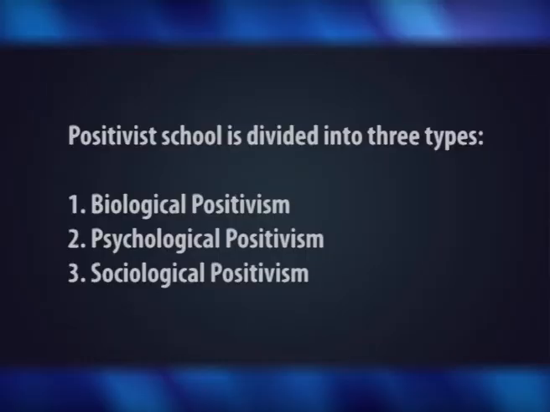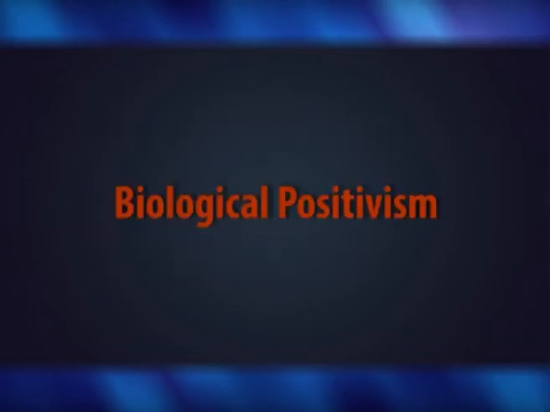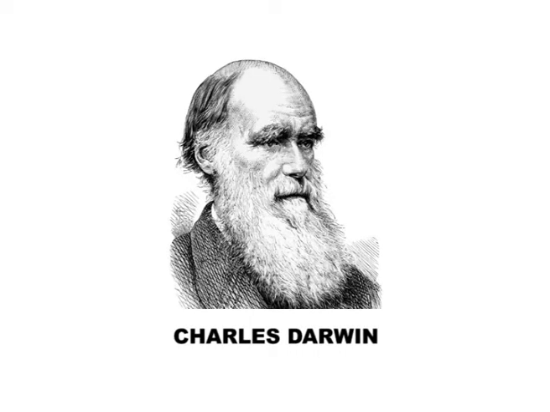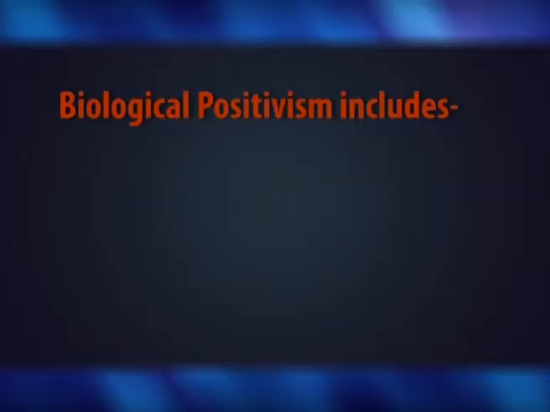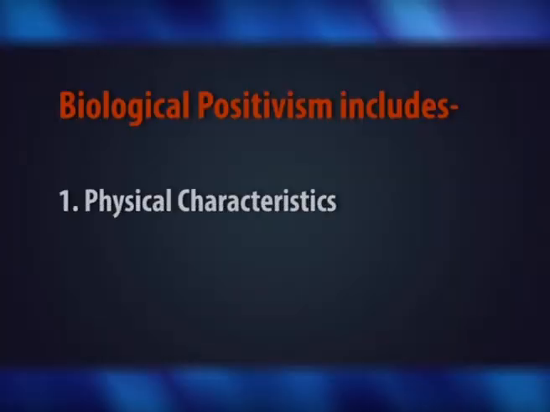The Positivist school is divided into three types: biological positivism, psychological positivism and sociological positivism. Starting with biological positivism: the theory of evolution given by Charles Darwin was a scientific study which was applied to animals. Similarly, the same type of study should also be applied to man as an animal. In this, first we have the physical characteristics.